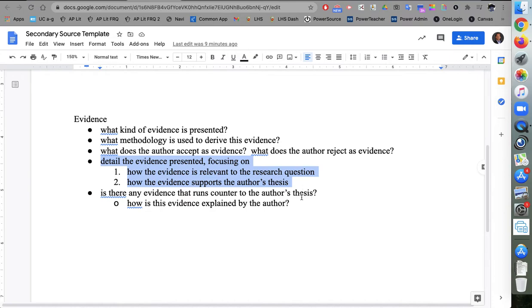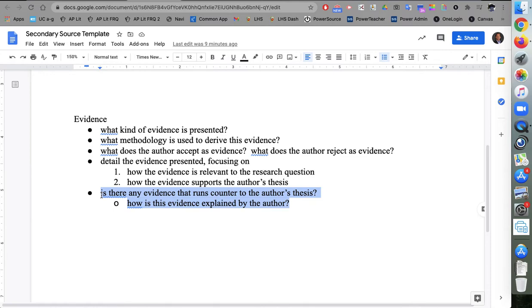Okay? And then lastly, this is kind of the counter-argument part. Does the author consider any evidence that is contrary to their thesis, that contradicts or counters their thesis? And if so, how does that author try to explain that evidence away? How do they try to deal with contradictory evidence?